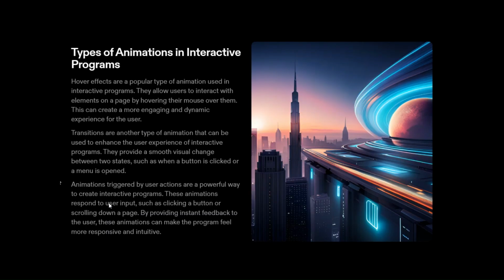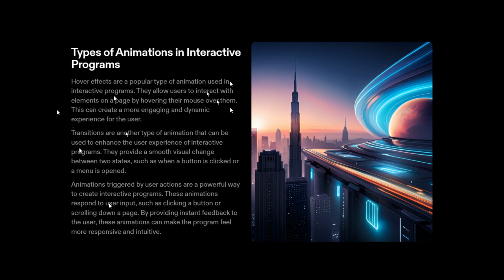The next topic is types of animation in interactive programs. There are various types of animation that can be used in interactive programs to enhance the user experience. Hover effects are a popular type of animation used in interactive programs. They allow users to interact with elements on a page by hovering their mouse over them. This can create a more engaging and dynamic experience for the user.